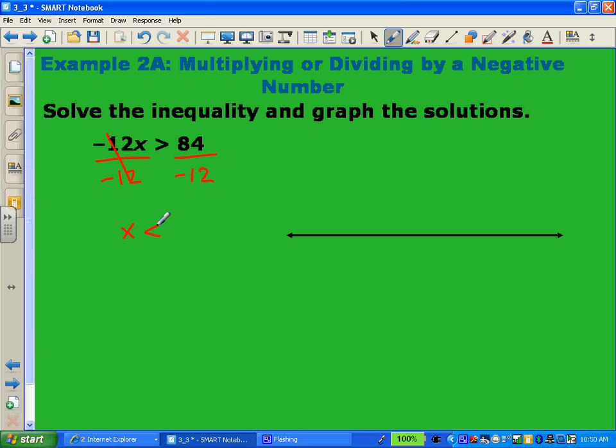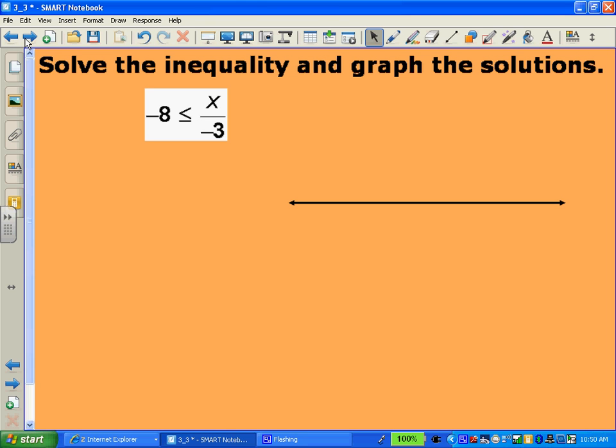Okay, and then 84 divided by 12, I believe, is 7. And this is a positive divided by a negative, so it's going to be a negative 7. Notice I flipped the sign to become a less than symbol. So if I put my numbers on my graph here, then I have an open circle. It's going to go to the left. So the same as before, same exact procedure, you just have to remember to flip the sign.